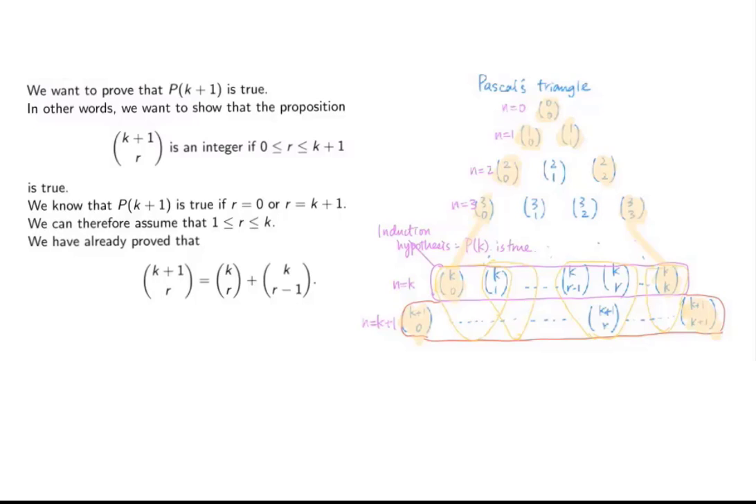It follows that we have succeeded in proving that if the statement is true for the kth row, that is, if the statement Pk is true, then the statement P(k plus 1) is also true. Therefore, all numbers in the (k plus 1)th row are positive integers. And since P1 is true, this implies P2 is also true. And then P3 is also true. And so on.